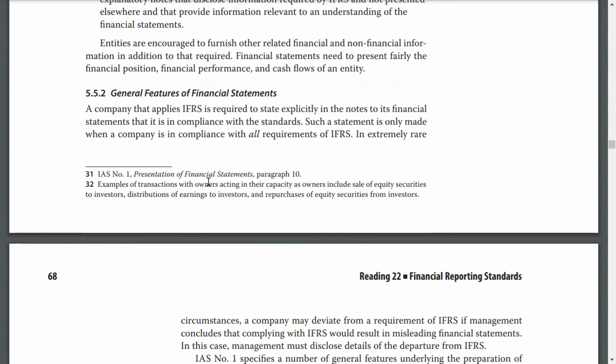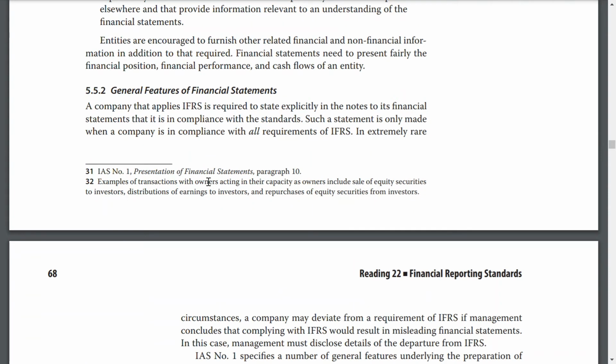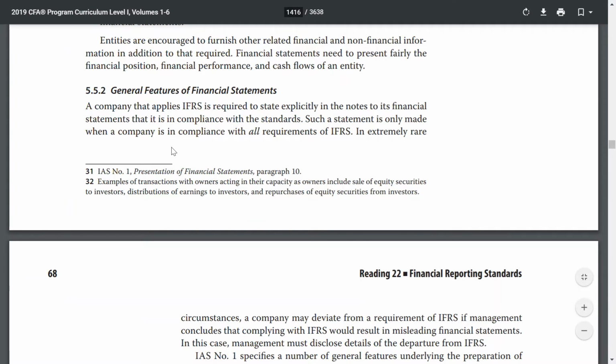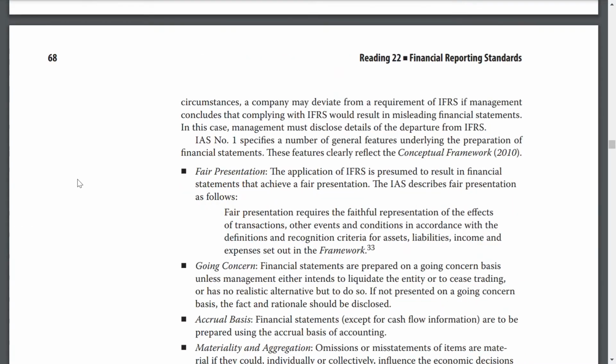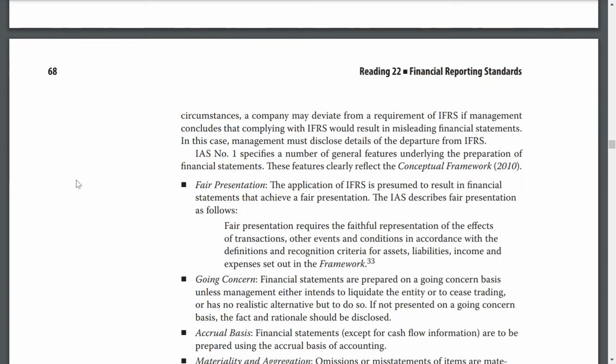General features of financial statements. A company that applies IFRS is required to state explicitly in the notes to the financial statements that it is in compliance with these standards. Such a statement is only made when a company is in compliance with all requirements of the IFRS. In an extremely rare circumstance, a company may deviate from the requirements of IFRS if management concludes that compliance with IFRS would result in misleading financial statements. In this case, management must disclose details of the departure from IFRS.